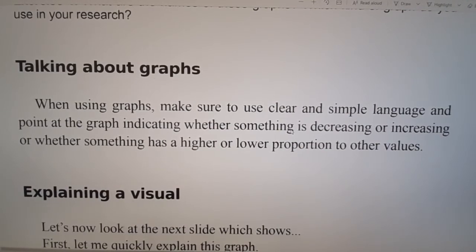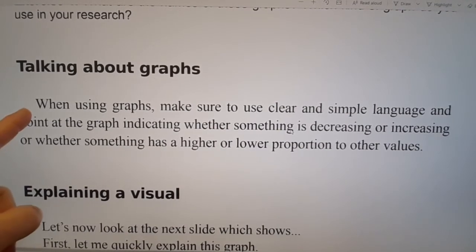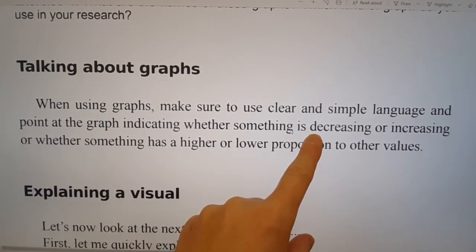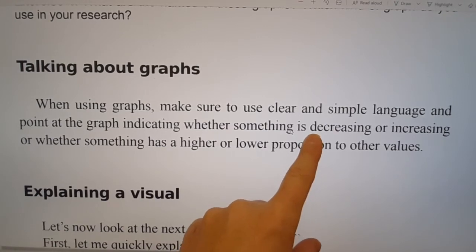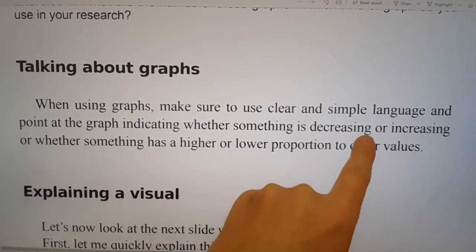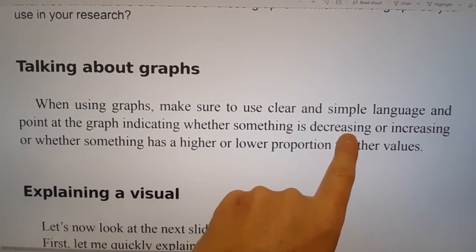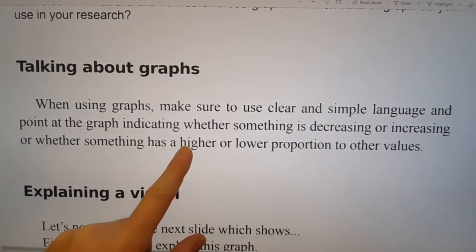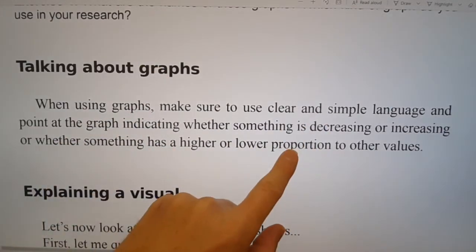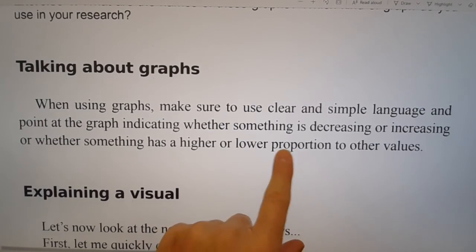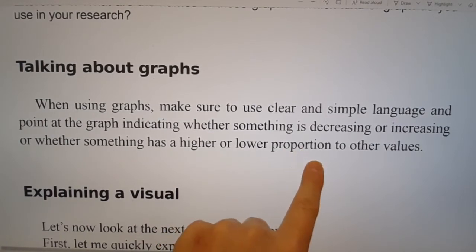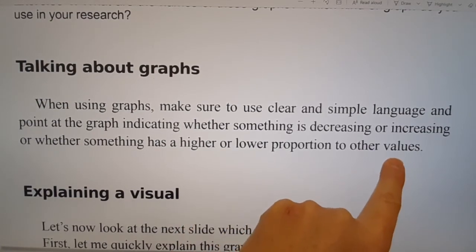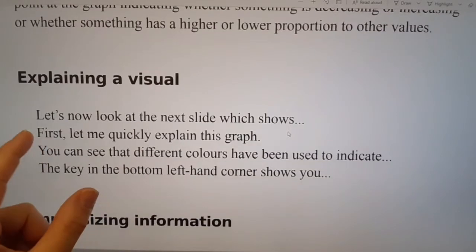Now, you have to use very simple language when talking about these graphs. And you also need to talk about trends. Trend, sklon, whether it's decreasing, klesajúci, or increasing, stupajúci. Whether it's higher, je to vyšší, or lower, nižší. The proportion, whether it's primeraný to other values, iným hodnotám.